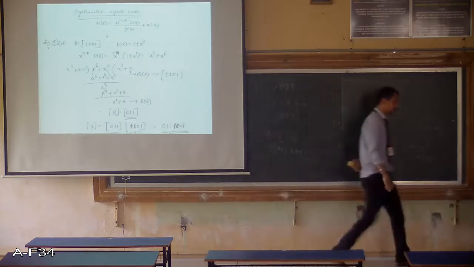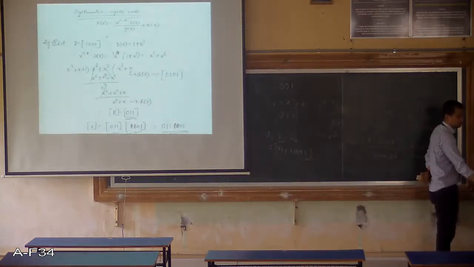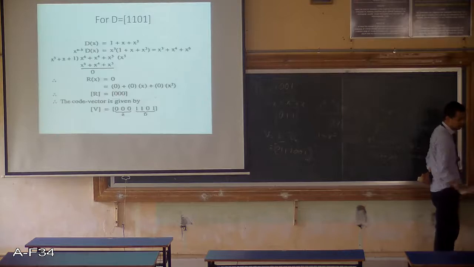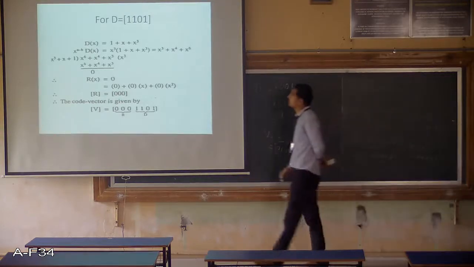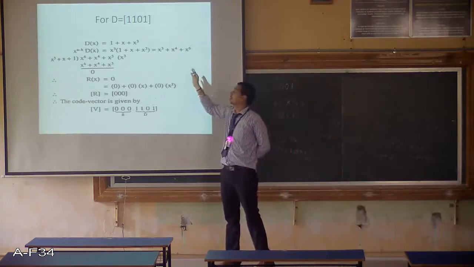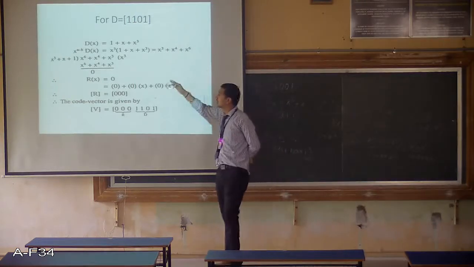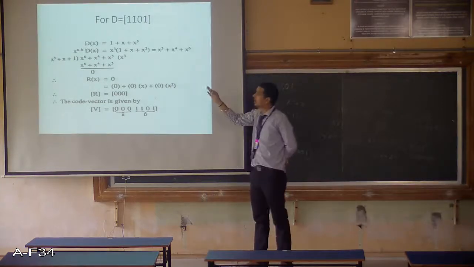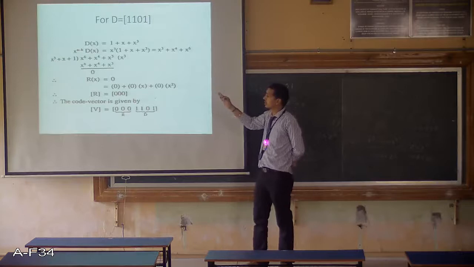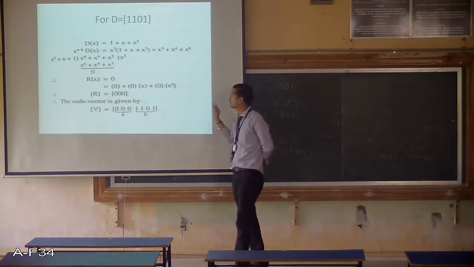Another message signal which has to generate a code vector. Okay. Now let us consider the message signal 1101. With respect to 1101, the polynomial equation will be 1 plus x cube. Multiply it with x power n minus k. X power n minus k is nothing but x power 3.